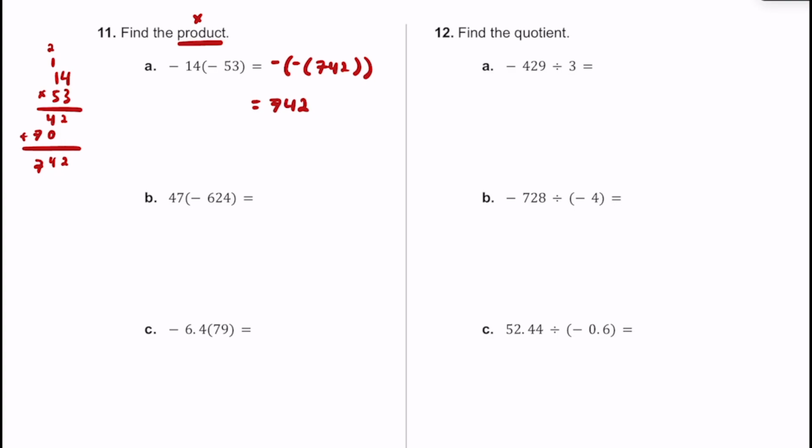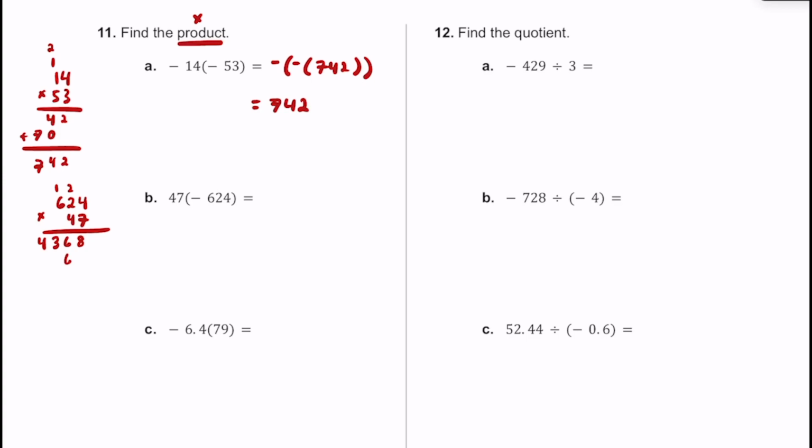All right, for B, we have 47 times negative 624. So again, just ignore the negatives first when you're dealing with these and just multiply their absolute values, and then think about the negatives afterwards. So we go ahead and multiply here. That's going to be an 8 and a 2. It's a 6 and a 1. And I think 43. That's our first partial product.